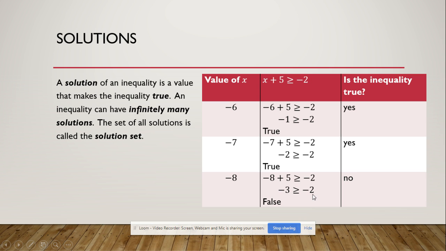-3 degrees would actually be colder than a -2. So this is not a true statement. This is false. -8 is not in the solution set.